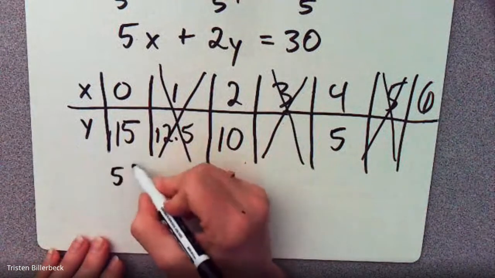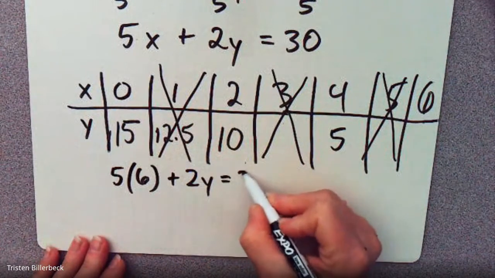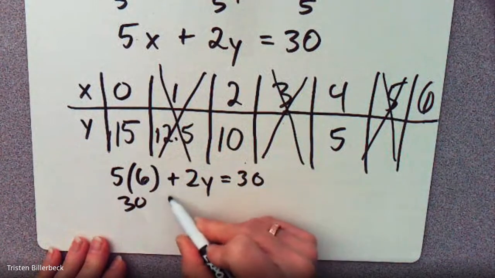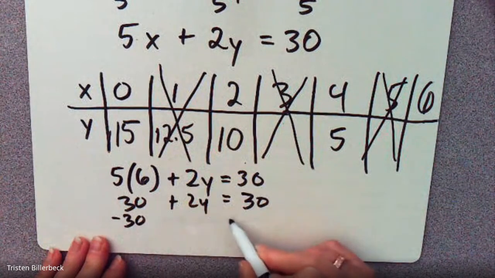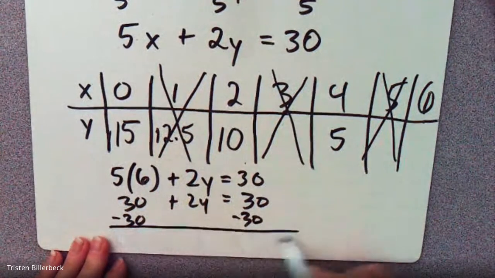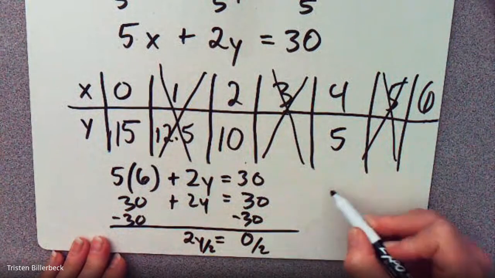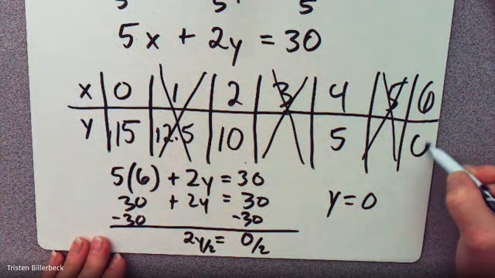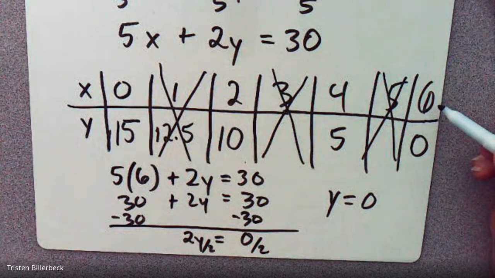So we have 5 times 6 reserve seats plus 2y equals 30. Well, this is 30 plus 2y equals 30. So when we subtract 30 from both sides, we get 2y equals 0. Well, you divide 0 by 2, you just get 0. So we have a 0 there. So we can get 6 reserve tickets for $25, and that is $150. So that's how we would work a real life problem.